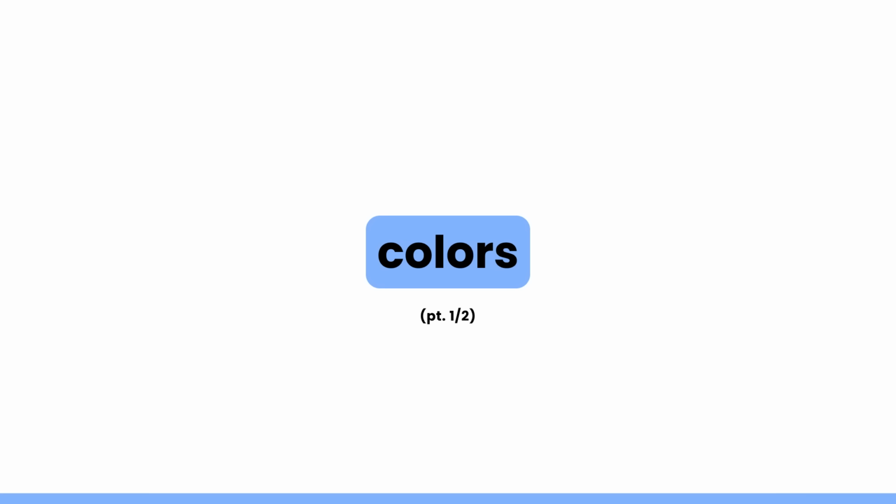In today's lesson we are going to have a look at the colors in Spanish. And I've divided this lesson up into two parts, so today we will start with part number 1, the colors in Spanish. So without further ado, let's get into it.